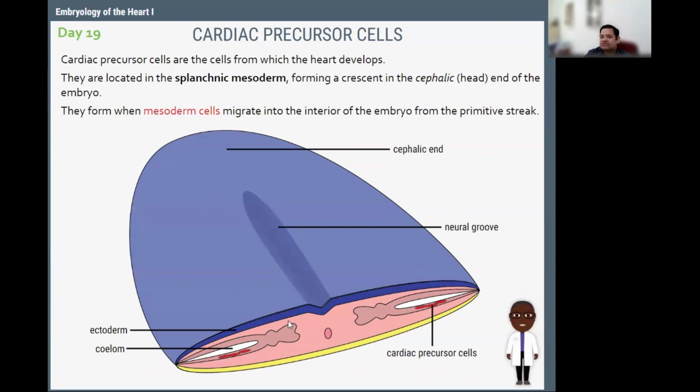So if you can recall, there was something called as primitive streak, primitive node, and from where the neural groove was developing. Then the mesoderm was developed, and then further it was divided into some coelom into the splanchnopleuric and somatopleuric. So it is actually splanchnopleuric where it is going to be developed, and it is a part of mesoderm.